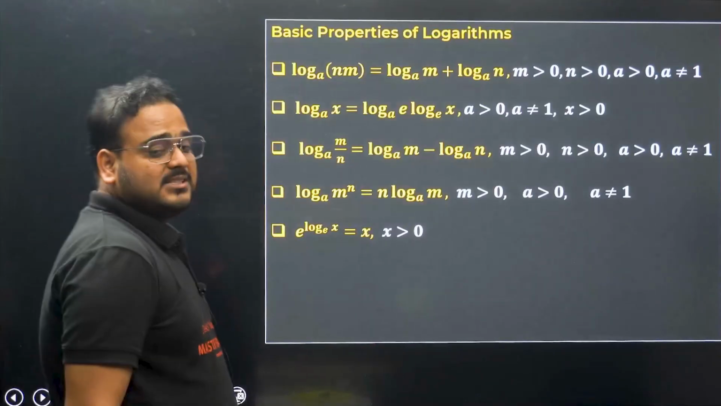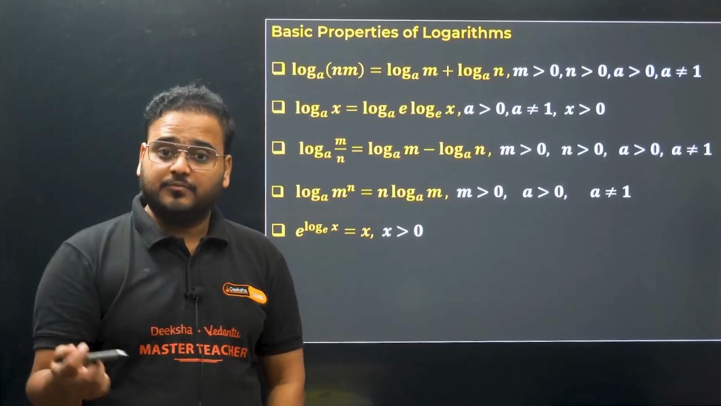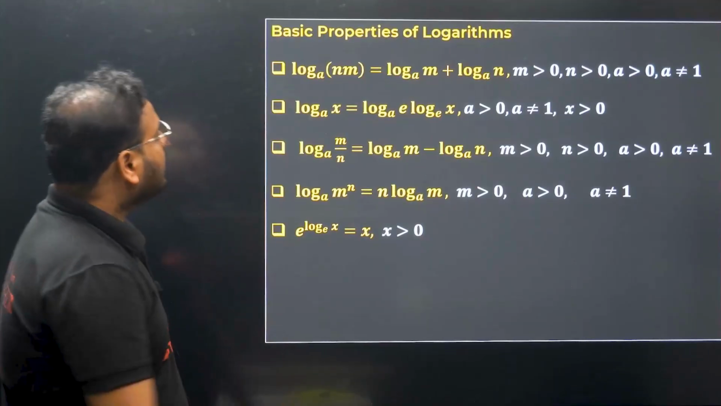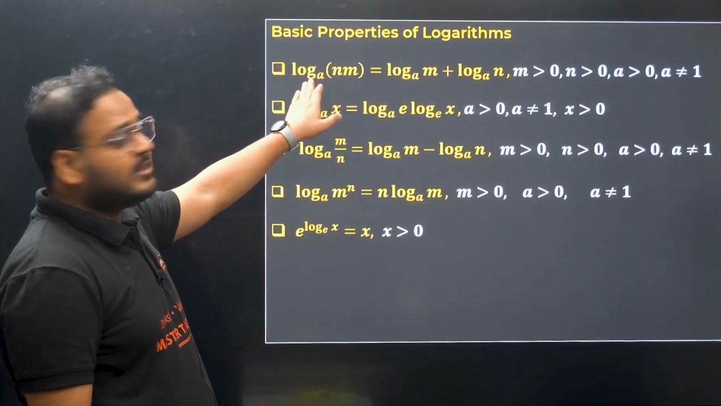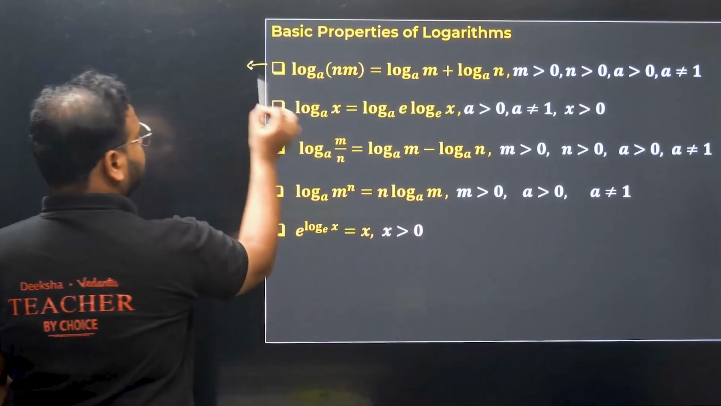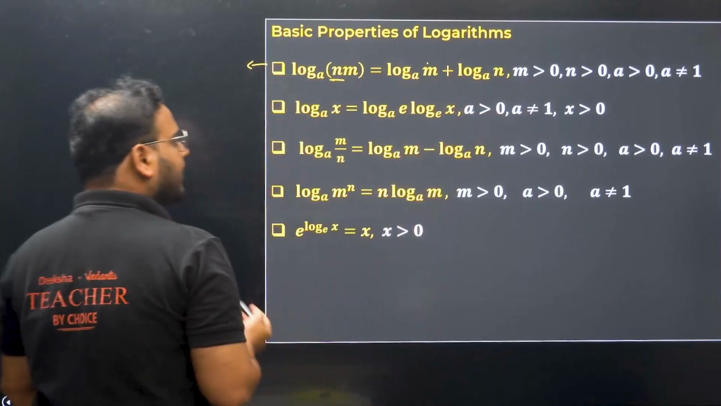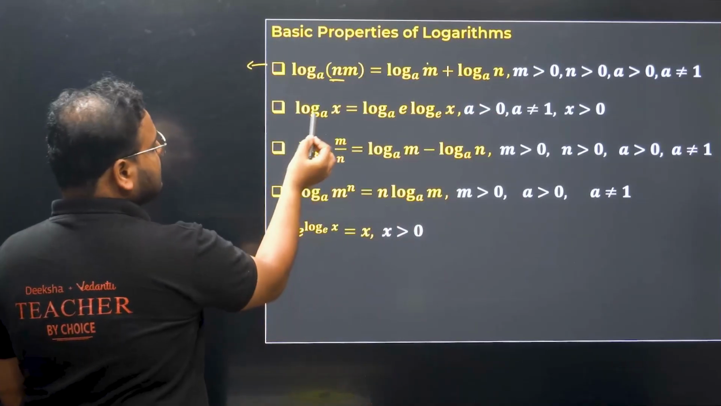Some properties, some formulas, some identities for logarithms, which are very, very useful. We'll see in the questions right now also. Log of nm with the base a is given as what? This is called your product rule. Your product over here becomes summation. Log m plus log n. This is a very important formula.